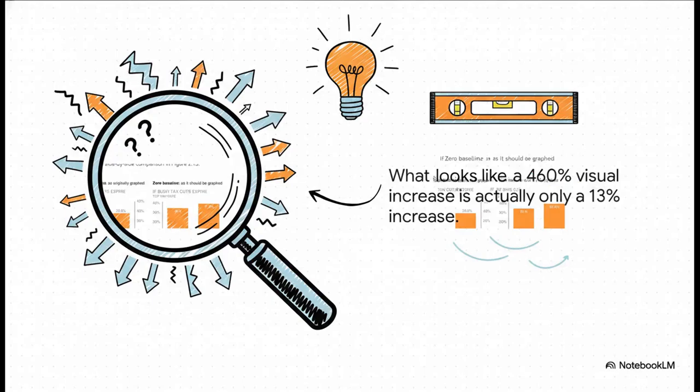And here it is. This is the big aha moment. On the left, you've got the original chart with an axis that starts at 34%. Visually, it makes the jump look like a 460% increase. But on the right, you see the honest version, starting at 0. The actual increase is just 13%. Same data, totally different story.